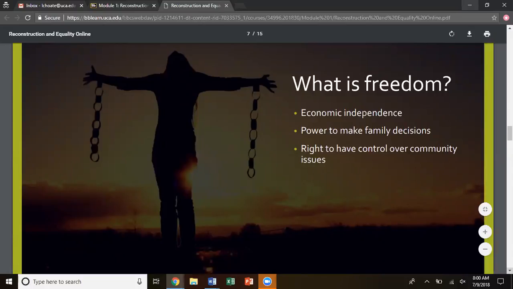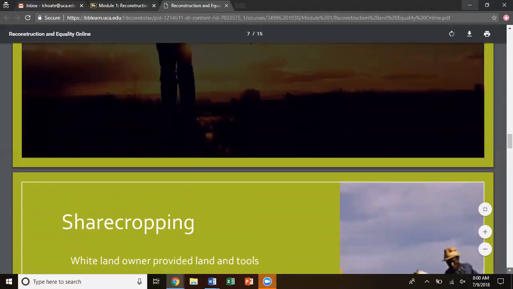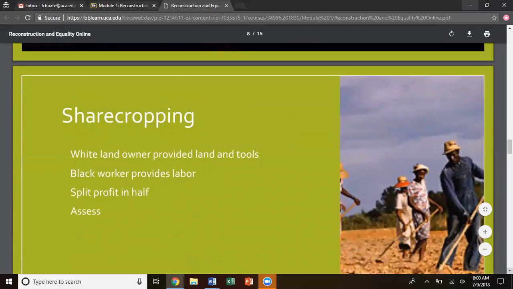Even though we have this moment of empowerment right after Black citizens get the right to vote, very quickly things like economic independence, power to make family decisions, and the right to have control of community issues are going to be gradually taken from Black citizens through culture, through legislation, through many ways. And so their freedoms are going to be continually limited. And so consider for yourself how you know you're free and what decisions you get to make that show you that you're free.